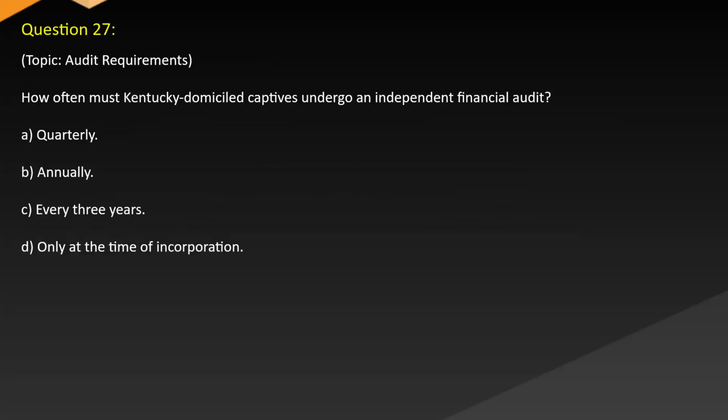Question 27. Topic: Audit requirements. How often must Kentucky-domiciled captives undergo an independent financial audit? A. Quarterly. B. Annually. C. Every 3 years. D. Only at the time of incorporation.